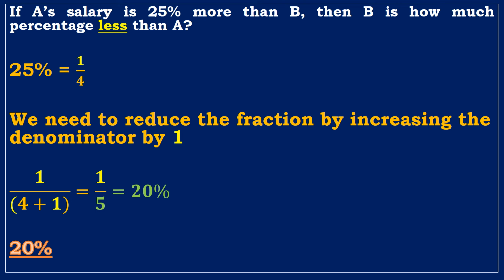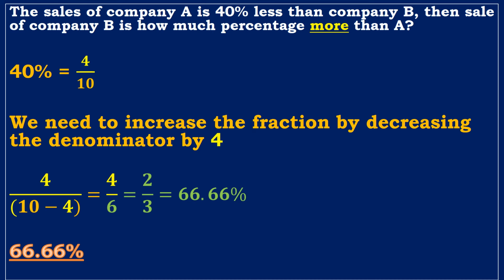Let's look at another example to understand this concept. The sales of Company A is 40% less than Company B, then the sale of Company B is how much percentage more than A? The sales of Company A is 40% less than Company B. The fraction for 40% is 4 divided by 10. We must determine how much percentage is more than A. The key word here is more than, which indicates we must increase the fraction. This may be achieved by decreasing the denominator value.